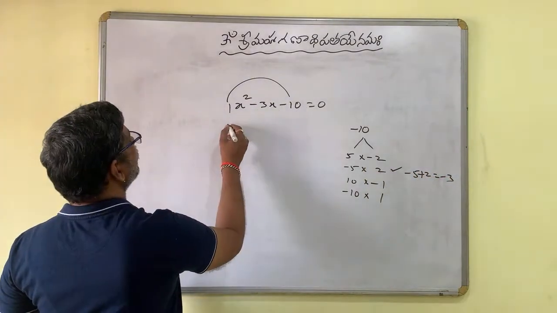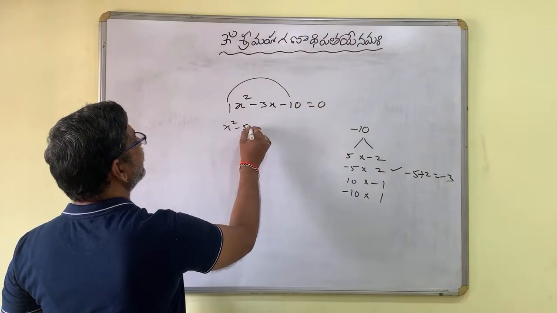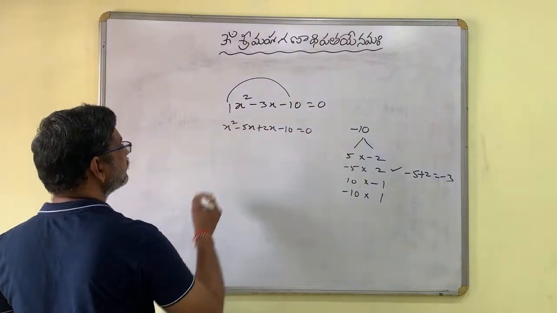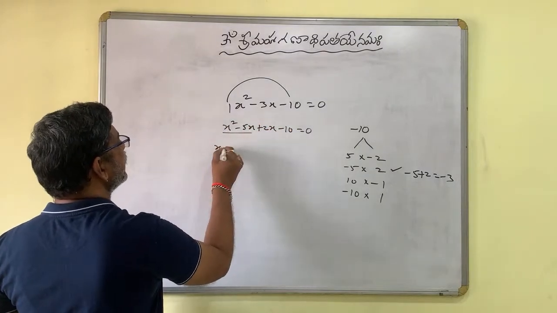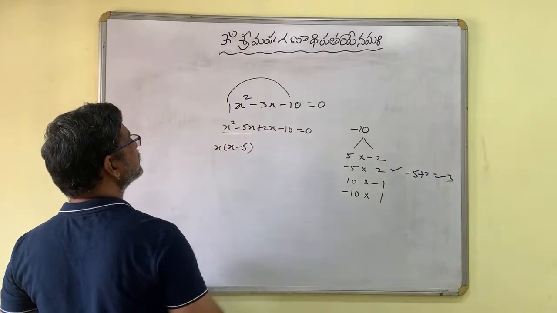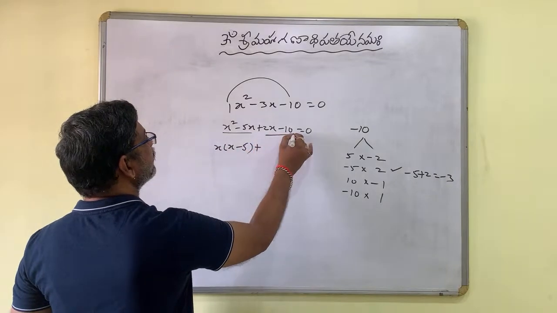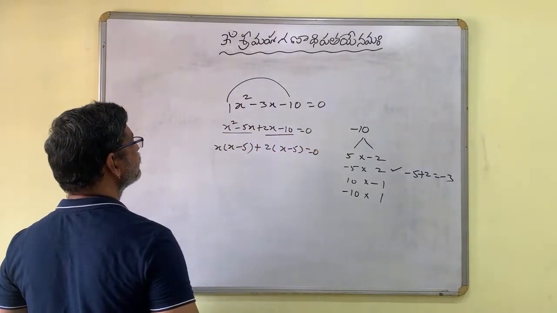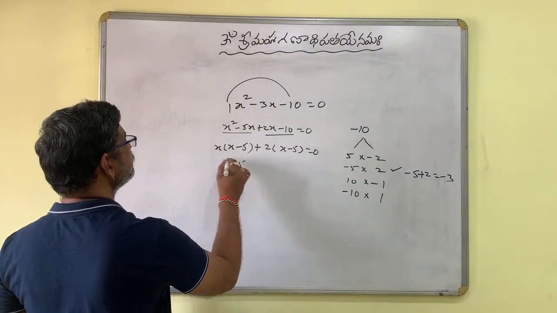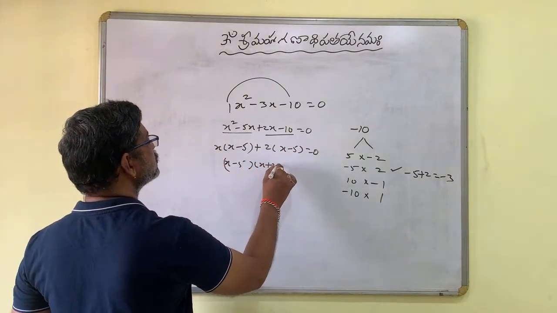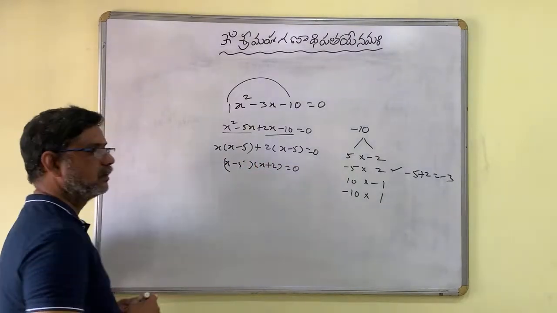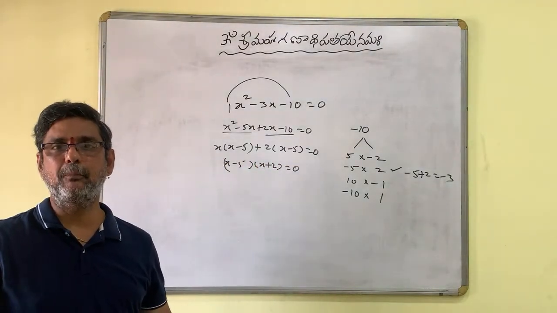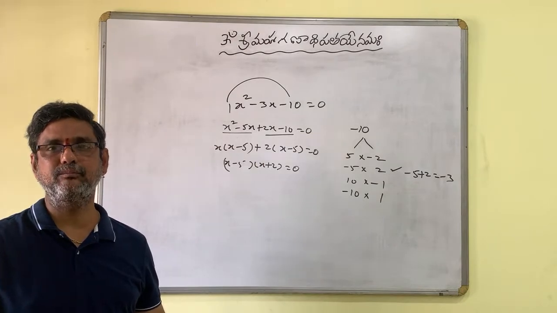So what is x square minus 5x plus 2x minus 10 is equal to 0. From first two we can take x common, x minus 5 remaining, and from second two we can take 2 common, x minus 5 remaining. So x minus 5 into x plus 2 is equal to 0. Up to here same as splitting the middle term.